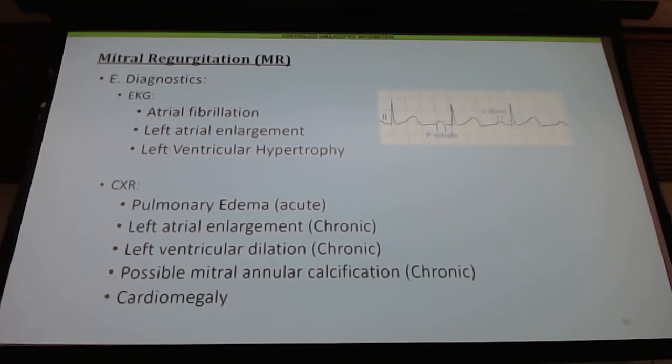Ancillary studies, what can you see? So EKG, you can get the P mitrale because of that left atrial enlargement.